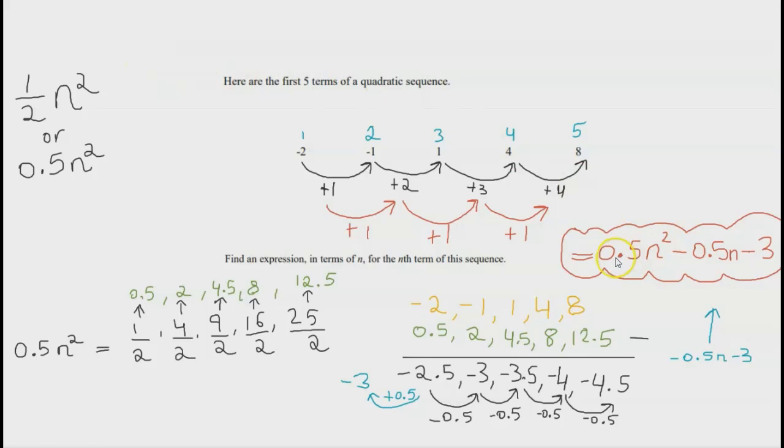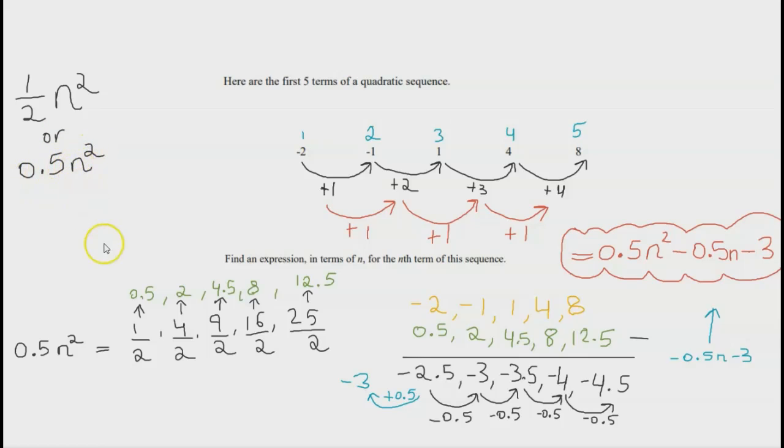So this is the answer, 0.5n squared minus 0.5n minus 3, which is the nth term for this quadratic sequence up here. The way we got it was just using the usual steps that we've always used. First we find the second difference as we've done here. That's in red, that's plus 1. Divide that by 2 to get a half, or 0.5. Put that in front of the n squared. That'll be our first part.